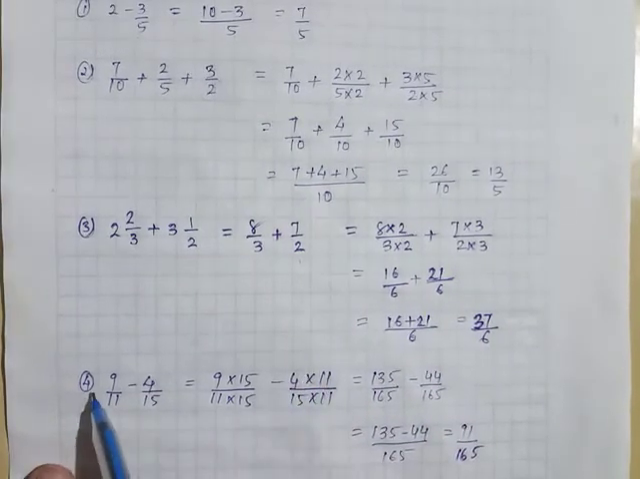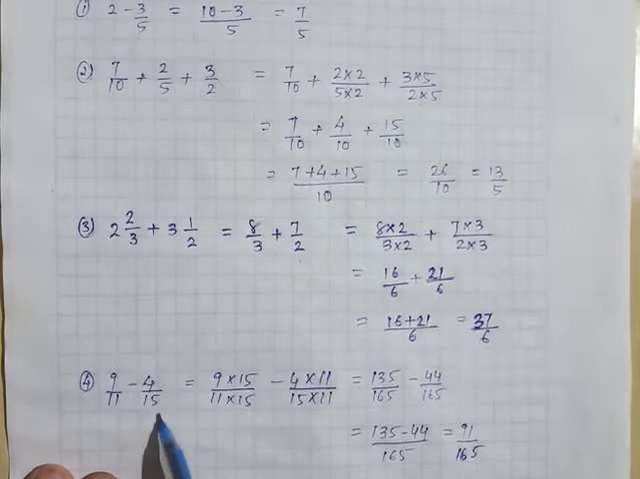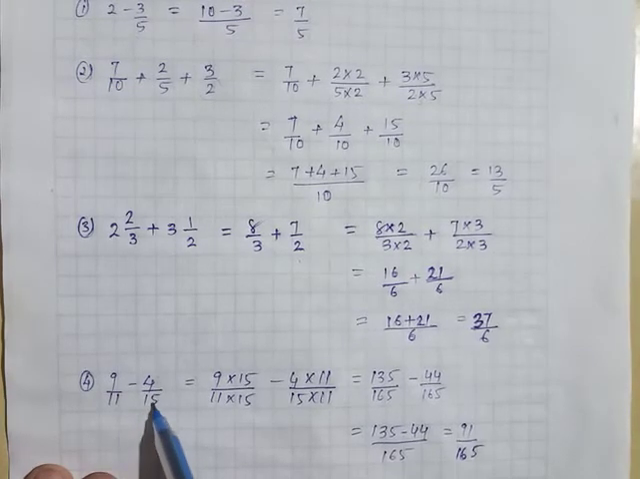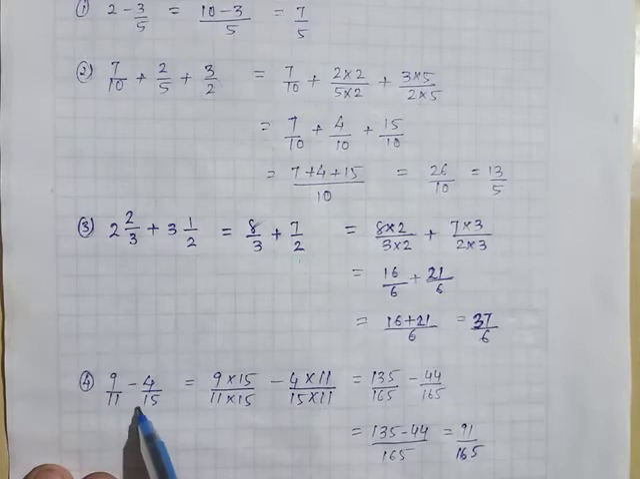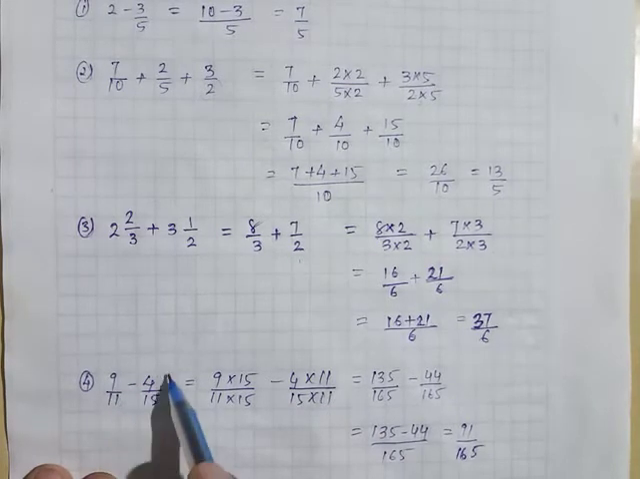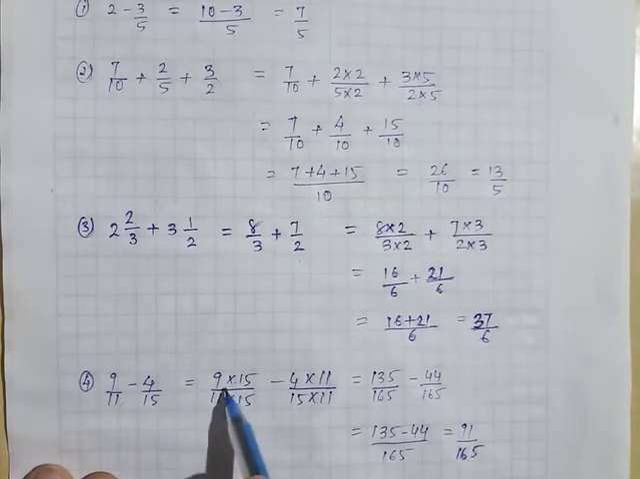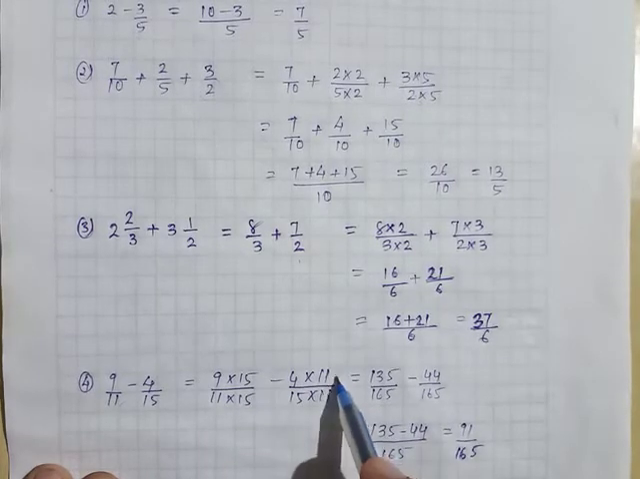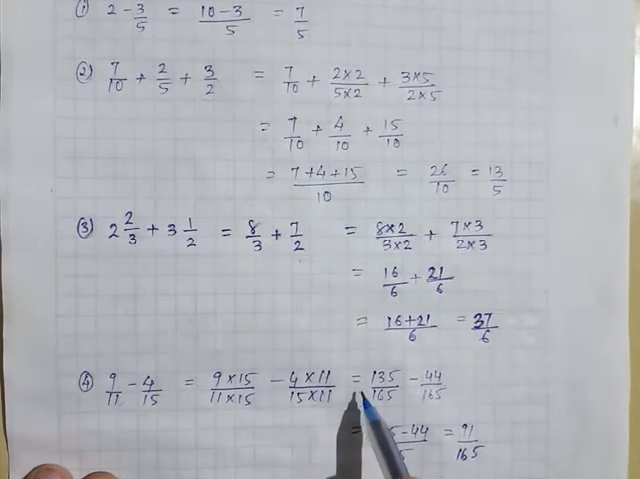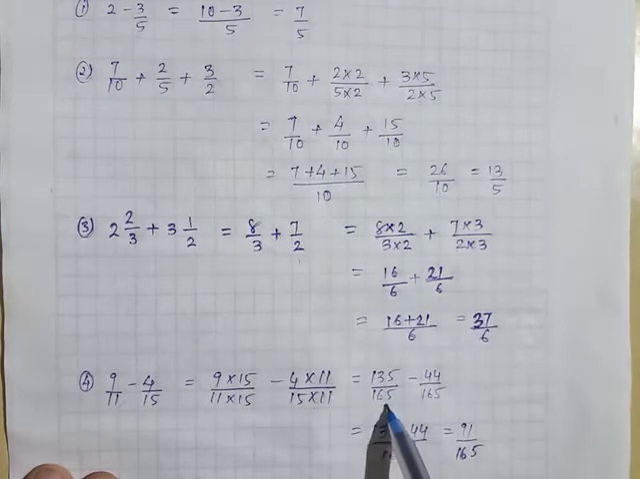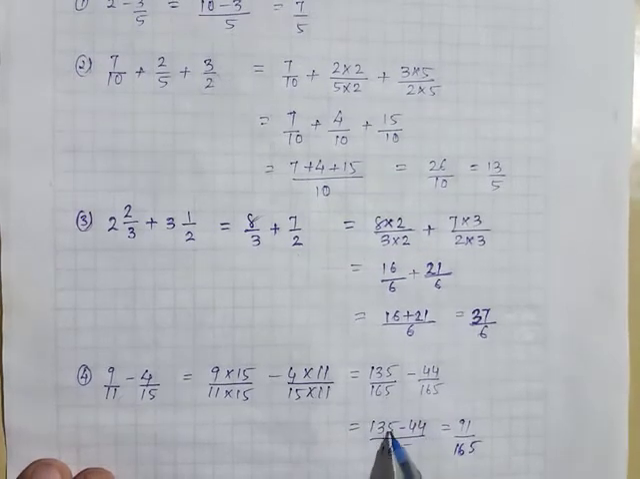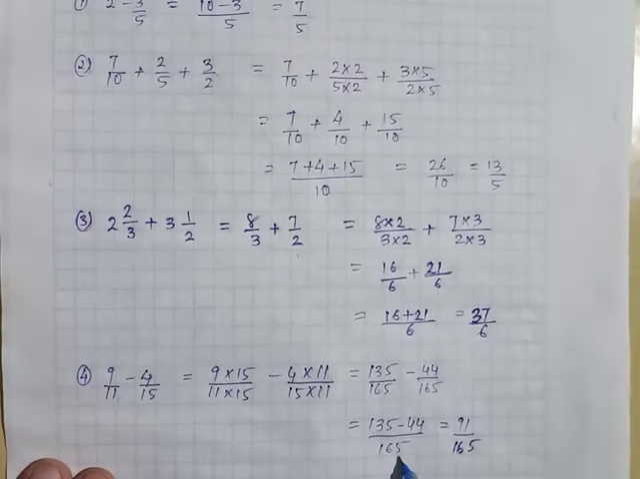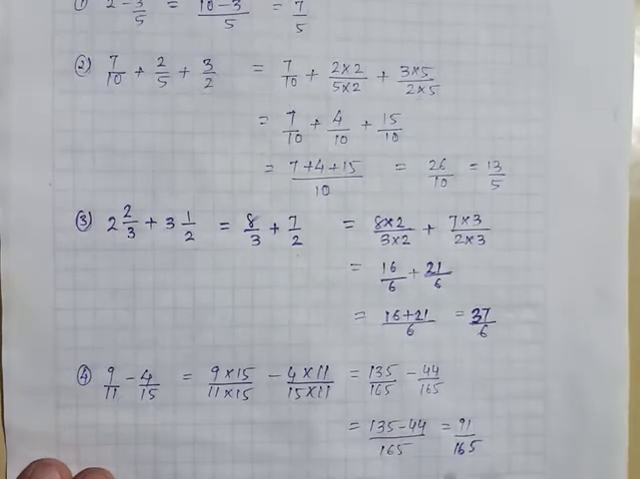See the question number 4, 9/11 minus 4/15. Now to make the denominator parts equal, multiply by 15 and multiply this number by 11. This is 9 into 15/11 into 15 minus 4 into 11 upon 15 into 11, is equal to 135/165 minus 44/165. Denominators are the same, so we can use subtraction. 135 minus 44 upon 165 is equal to 91/165.